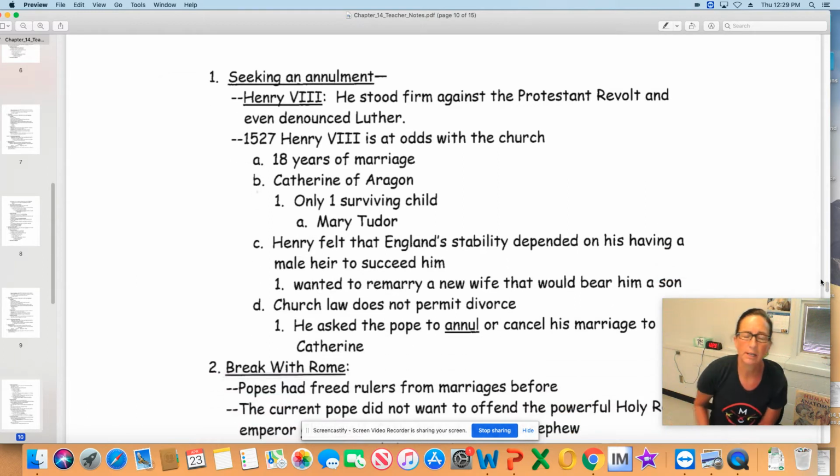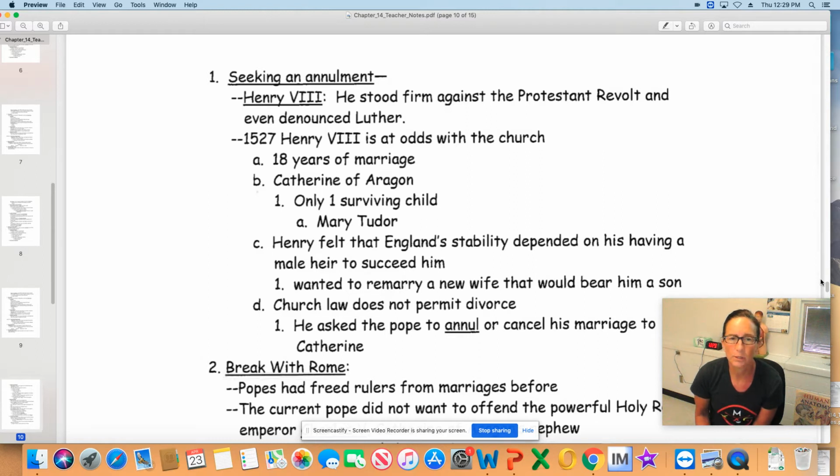So just understand that what happens in 1517 with the 95 Thesis, actually there were concerns clear back in the 1300s. Seeking an annulment. Okay, so this is how we get the Church of England or the Anglican Church. Henry VIII, he stood firm against the Protestant revolt, and he denounced Luther. So Henry VIII was a diehard Catholic, I guess, until he is at odds with the church.